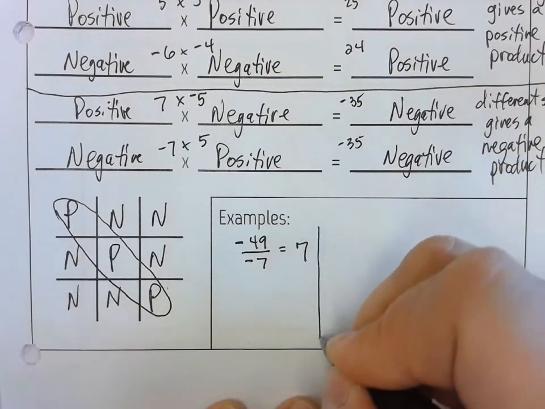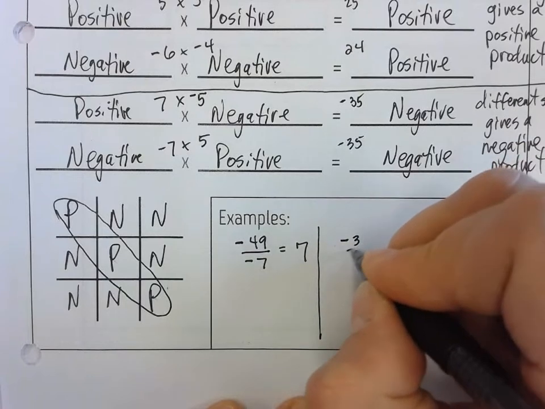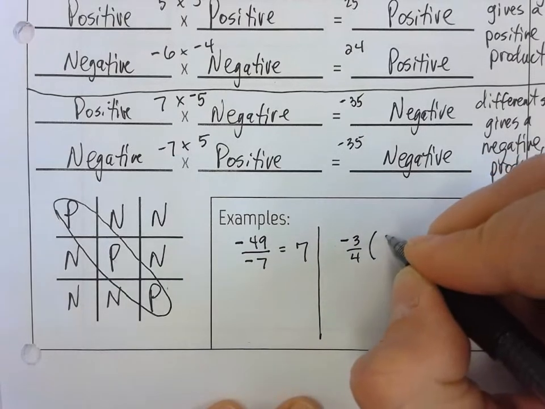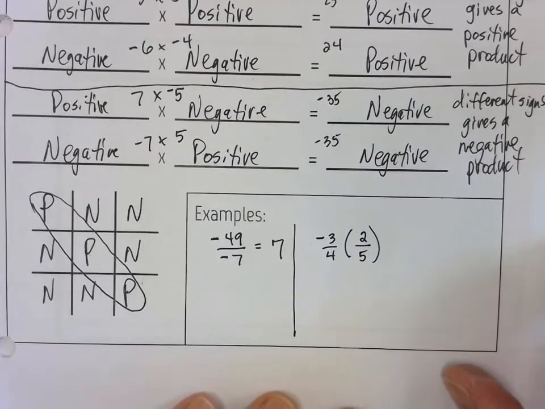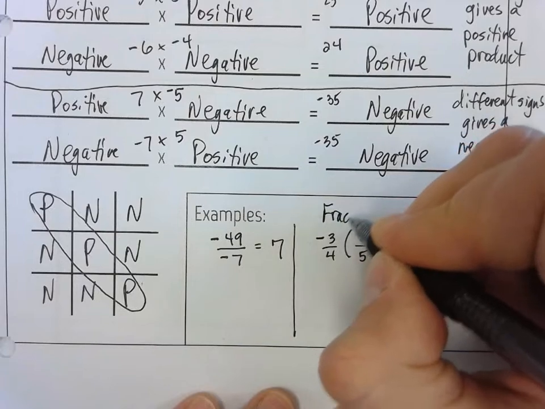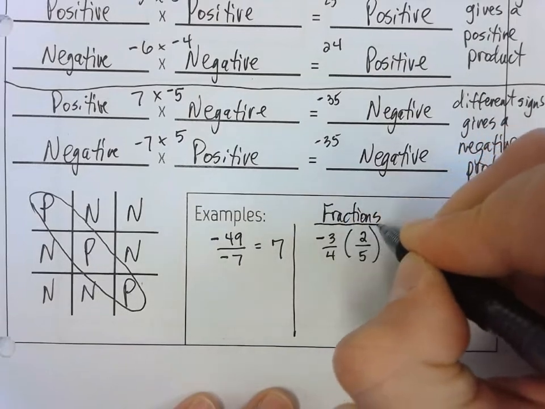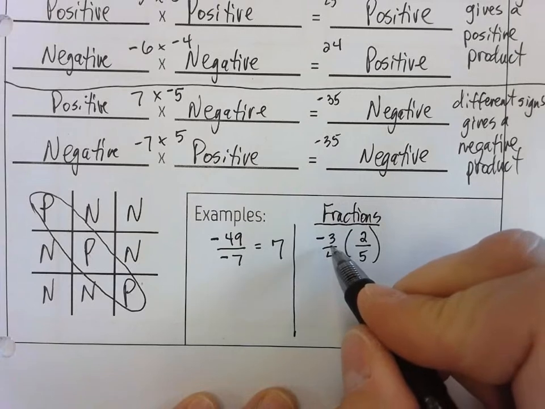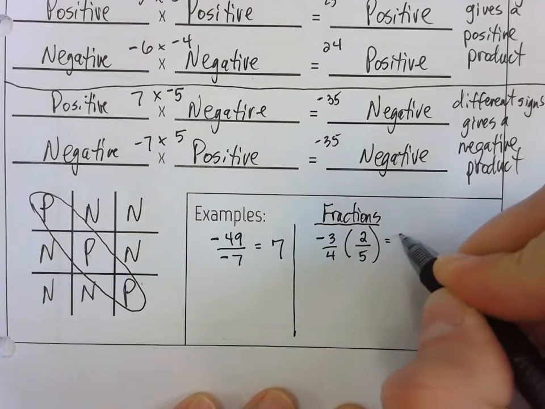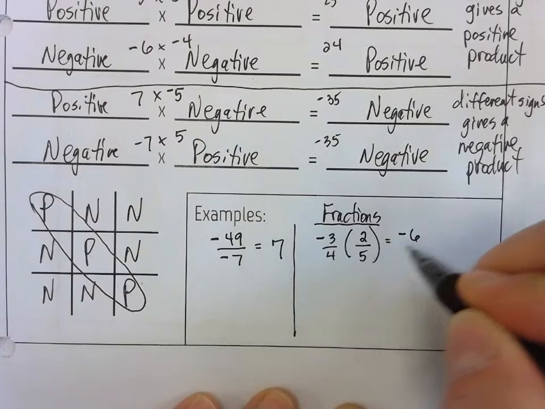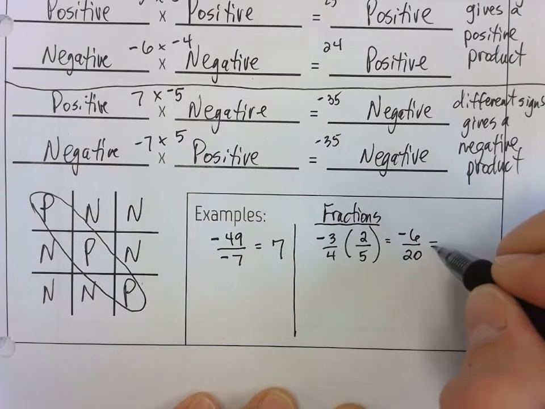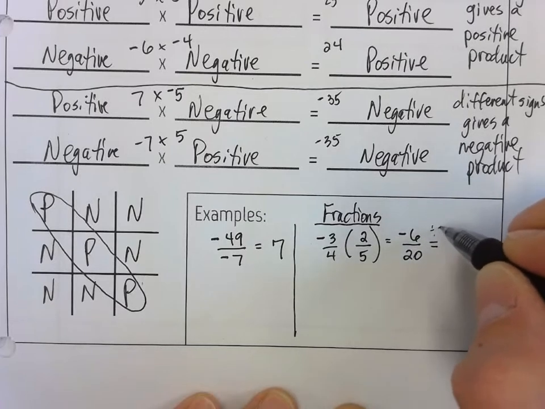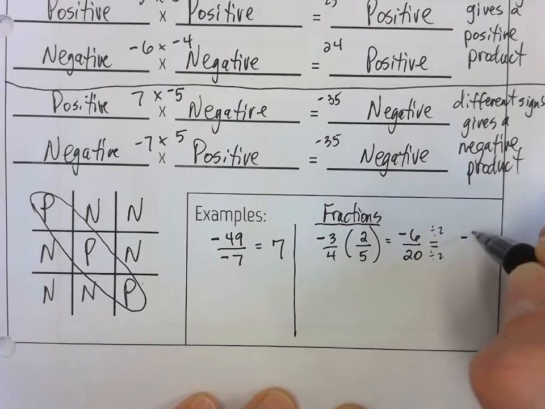Let's say we've got fractions. How about negative 3/4 times 2/5? Does it change any when you've got fractions? That's a good question. What's the answer to that question? Is that going to change anything? Nope. So negative 3 times 2 would give you negative 6. 4 times 5, of course, would give you 20. So that would be negative 6/20. And then you would have to simplify that down. You could divide both of those by 2, and that would give you negative 3/10.